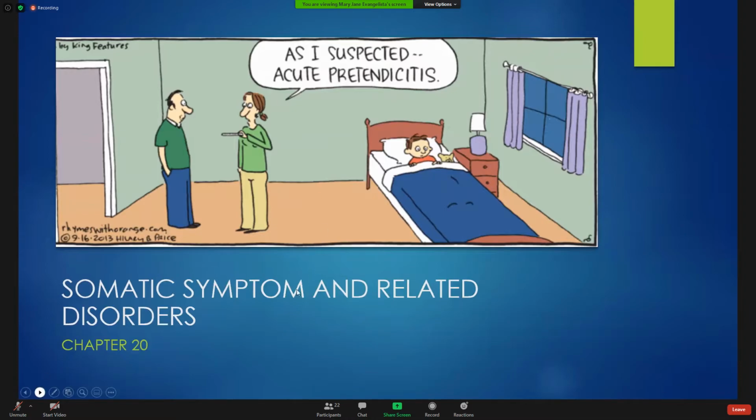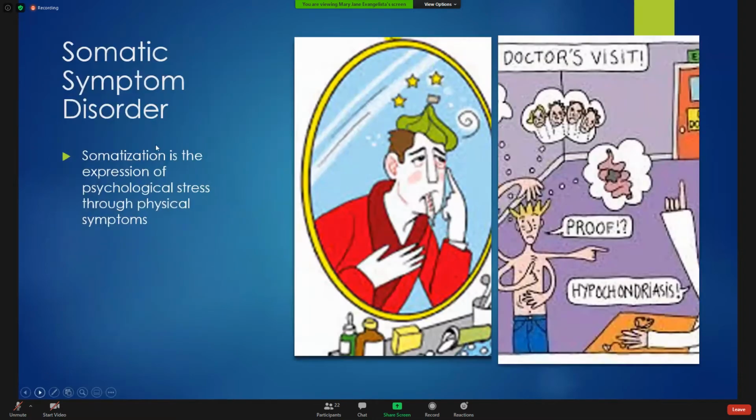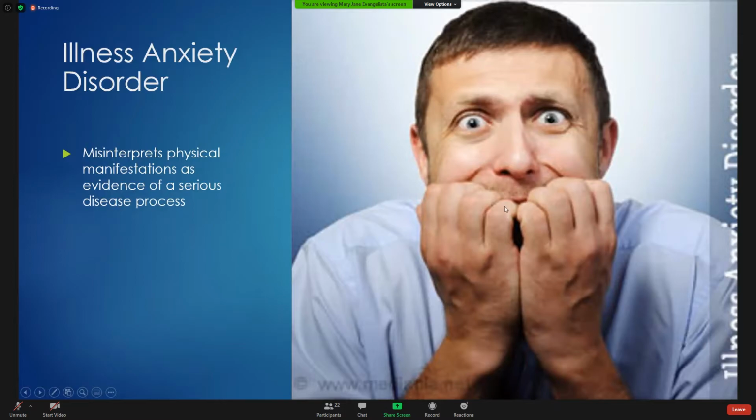Okay, so number 1, somatic symptom disorder. Somatization is the expression of psychological stress through physical symptoms. There are a lot of types of that. We have hypochondriasis, we have conversion disorder, but at the end of the day, you are depressed, anxious, and then you convert it into physical symptoms. Okay, number 1, letter A.